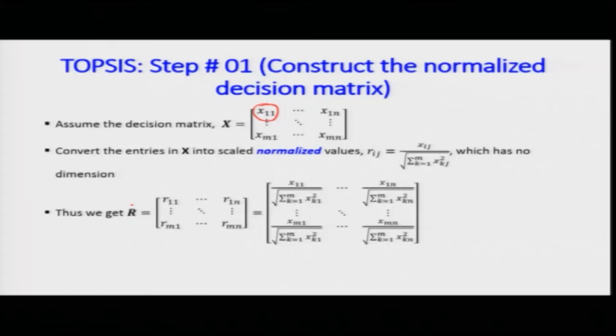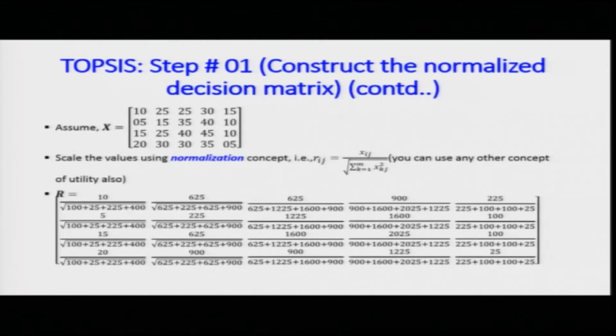Once you have that, you will have the normalized set, which I will call R. So, normalization can be done either row wise or column wise. I am not going into the details here, but you will surely understand. Assume the values given for the X matrix; I am only reading the first row, which is 10, 25, 25, 30, 15. Similarly, the last row is 20, 30, 30, 35, 5.